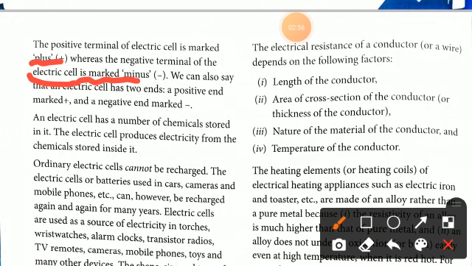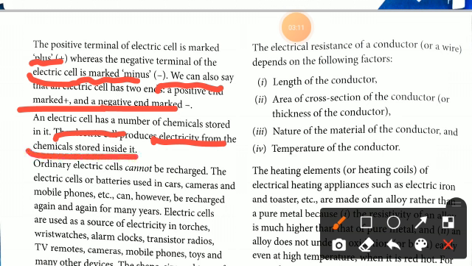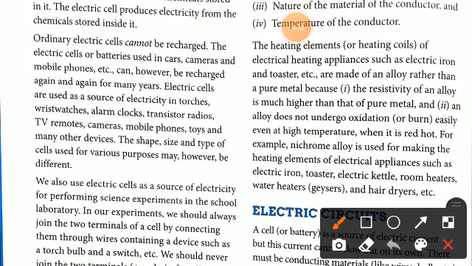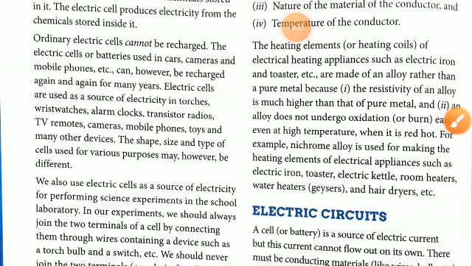We can also say that electric cell has two ends. One is your positive end marked plus and the negative end marked as minus. So an electric cell has a number of chemicals stored in it. The electric cell produces electricity from the chemicals stored in it. Ordinary electric cells cannot be recharged. This is the most important property. The electric cells or batteries used in cars, cameras, mobile phones, etc. can however be recharged again and again for many years.